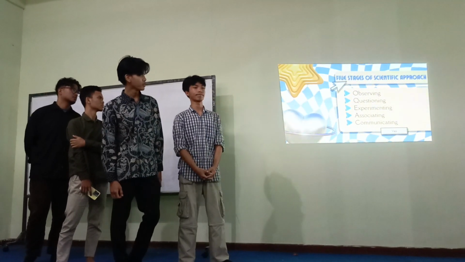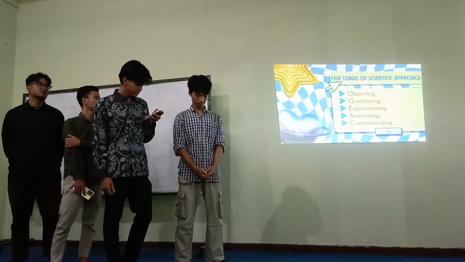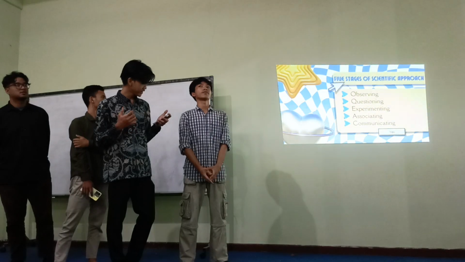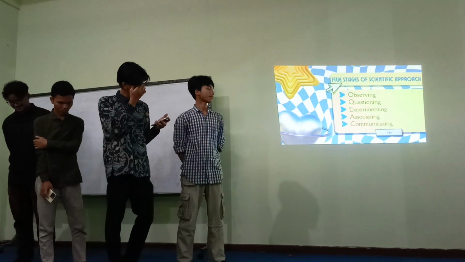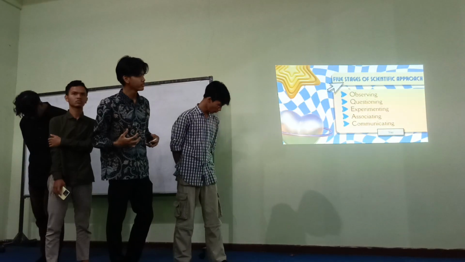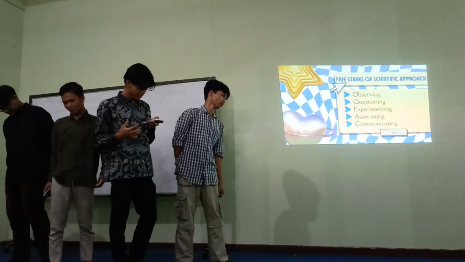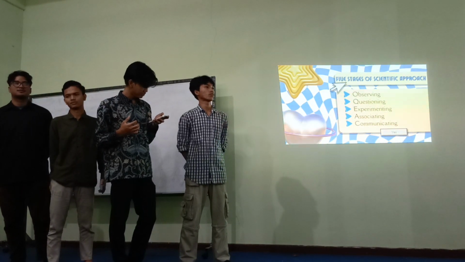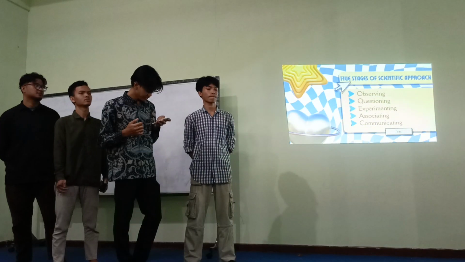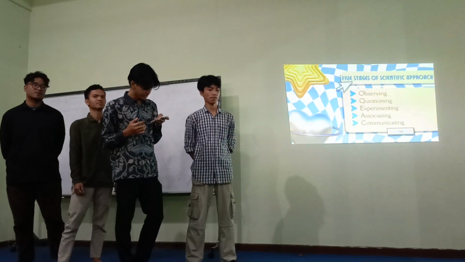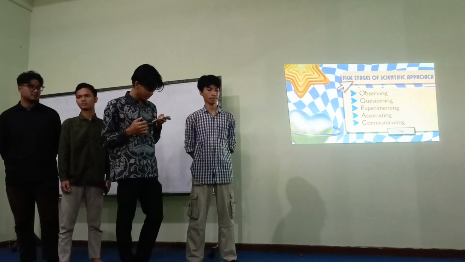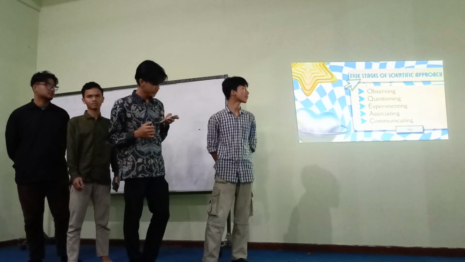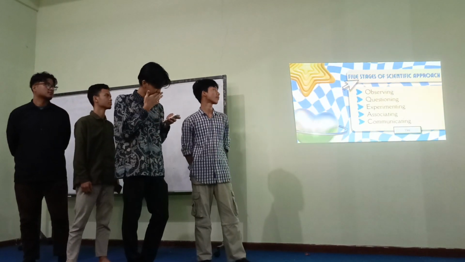Next is the five stages of the scientific approach. First is observing. In this stage, students are guided to observe things, objects, the process, and real situations carefully. Number two, questioning. Students are guided to think critically through meaningful questions. Experimenting. Students work together in groups to discuss possible solutions for the problems. Associating. Students move into a deeper level of thinking, analyzing and connecting all the information they have gathered. Communicating. In the final stage, students share what they have learned through oral presentations or written reports.